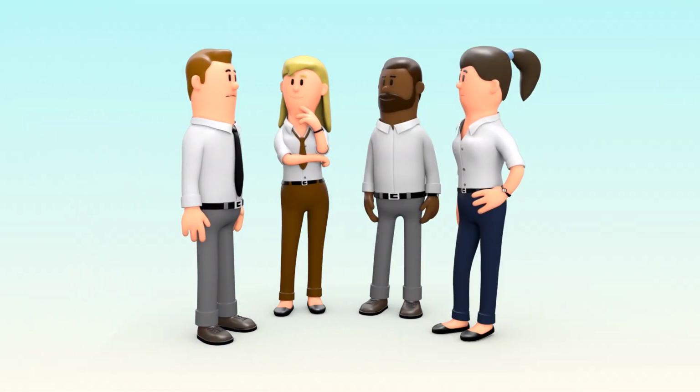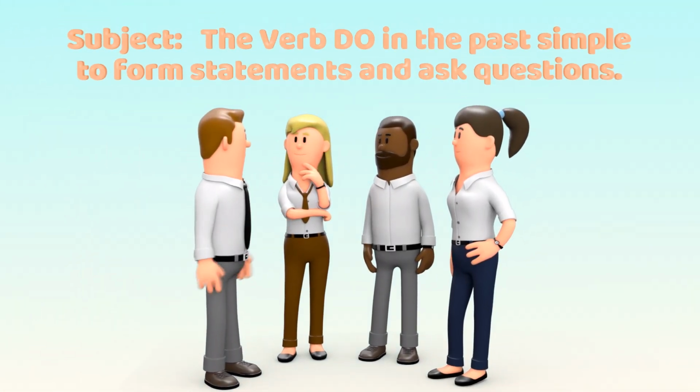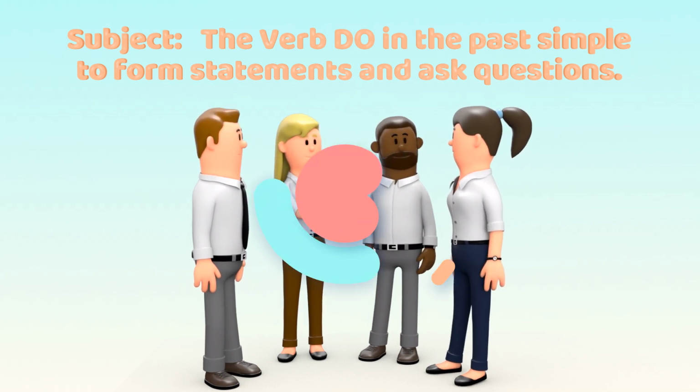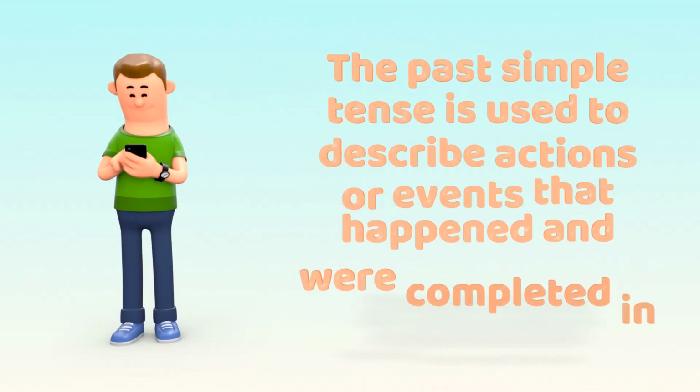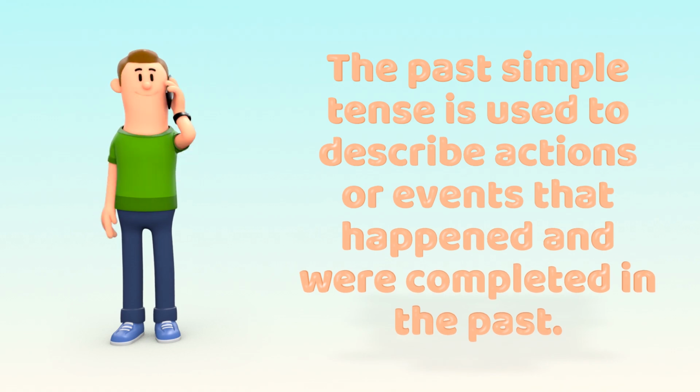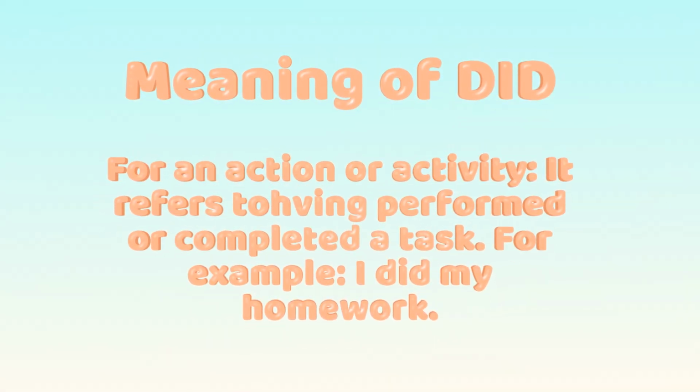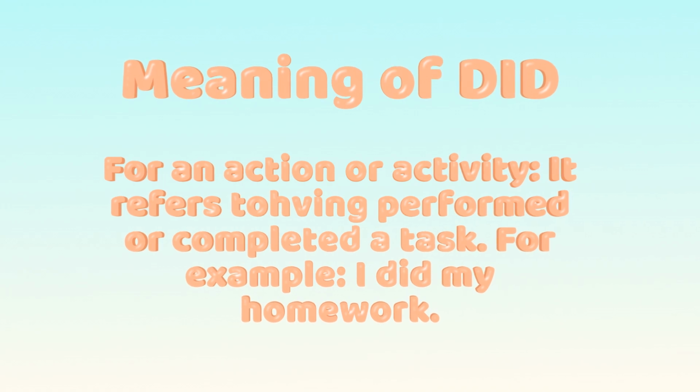We'll learn the verb do in the past simple tense to make positive and negative statements and ask questions. The past simple tense is used to describe actions or events that happened and were completed in the past. For an action or activity, it refers to having performed or completed a task. For example, I did my homework.